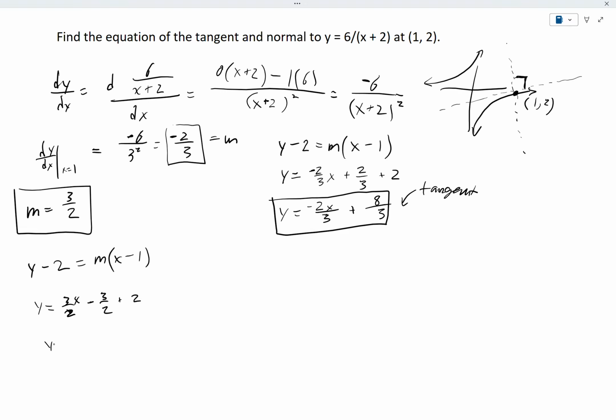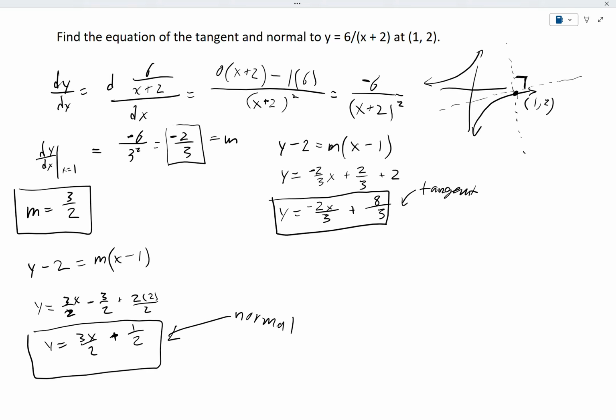So this becomes y is equal to 3x over 2 plus, this is like saying 4 over 2 minus 3 over 2, so this is going to become positive 1 over 2. And this is the equation for the normal line. So we'll say normal. Those are the two equations of the lines that we're asked to find here.